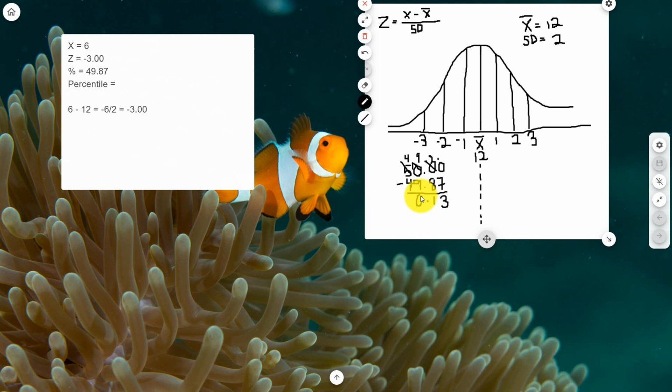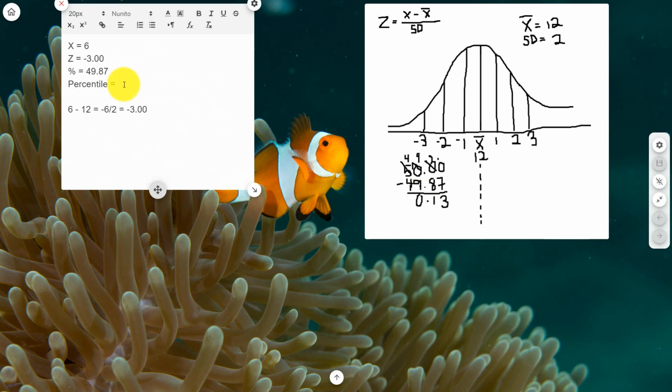So we're at a really small percentile when we get all the way out there. In fact, that percentile is not even the first percentile, is it? 0.13 is pretty darn small. But again, this is the process for how you find it.